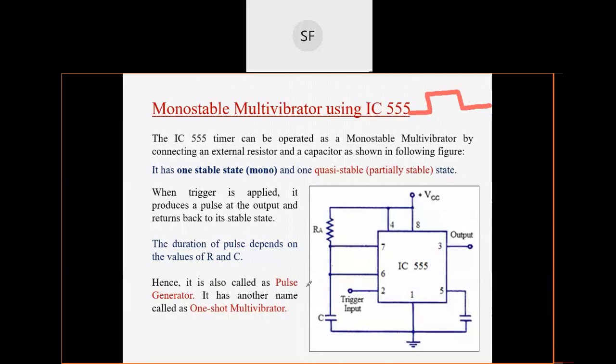So hence this circuit is also called a pulse generator, because it is generating a pulse. And since you have to apply one input, after the application of one trigger you will get one pulse, right? So that's why it has one more famous name, it is called a one shot multivibrator. So if you require two pulses, then two trigger inputs should be given. If you give a trigger input once, you will get only one pulse.